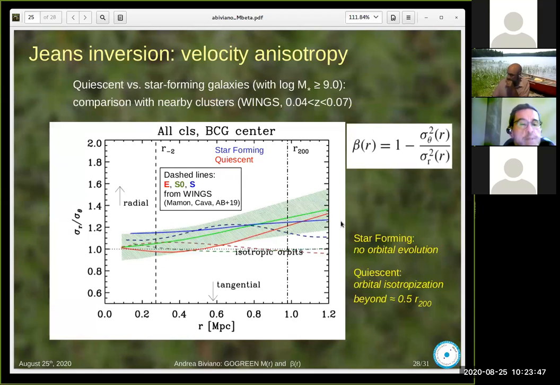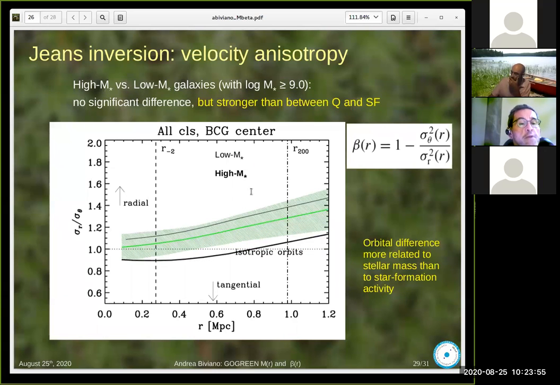although we do see some difference between the solid blue line and solid red line here, quiescent and star forming, the difference is much stronger when you divide the sample into low stellar mass galaxies and high stellar mass galaxies. The thin line is low stellar mass, and the thick line is high stellar mass. Again, the error bars are large, so it's not significant, but it seems to indicate that isotropization of orbits is more related to the stellar mass than to the star formation of the galaxy.